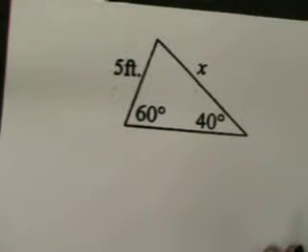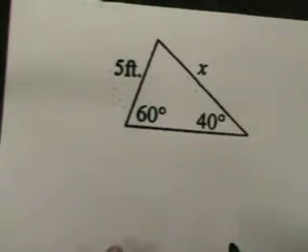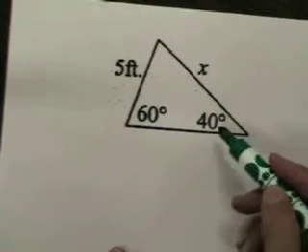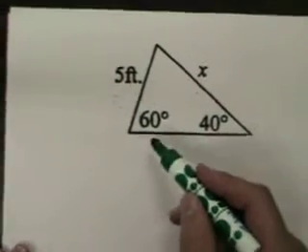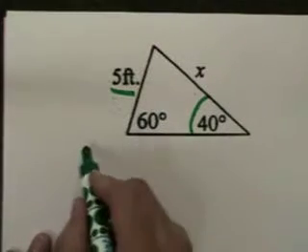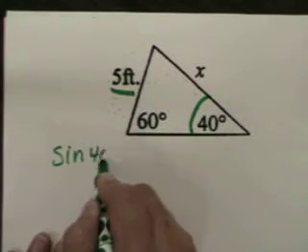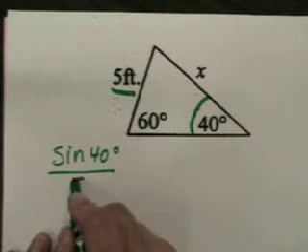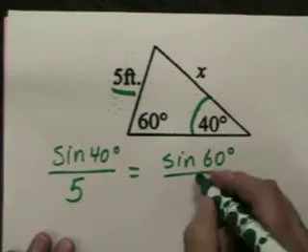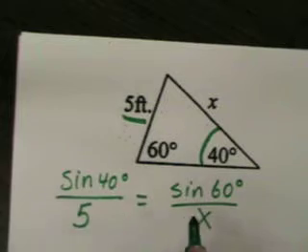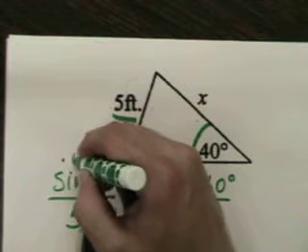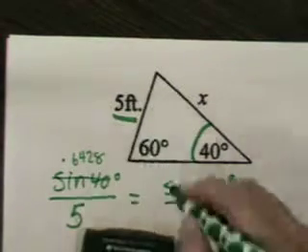Here's another one. I know this angle, don't know that side. Know that side, but not that side. This looks like another law of sines problem to me because I know this angle and that side across from it. So I'm going to say the sine of 40 degrees over 5 equals the sine of 60 degrees over x. Let's find out what sine 40 and sine 60 are. Sine 40 we already know: it's 0.6428 from the previous problem.